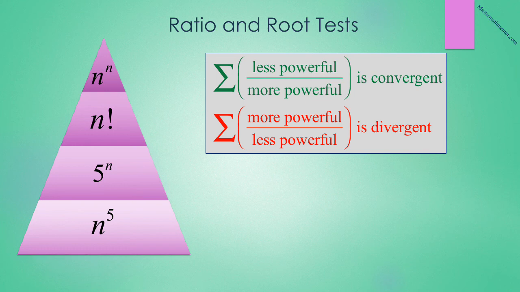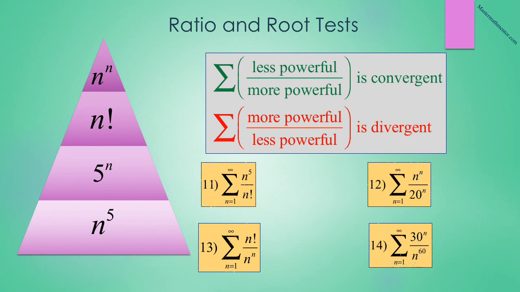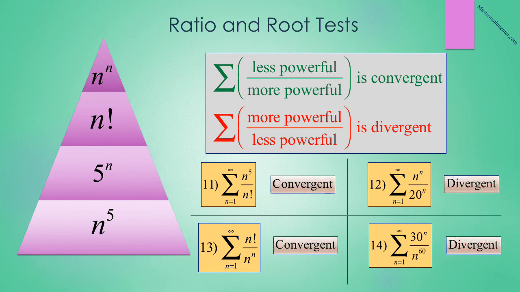Let's see these with 4 problems. We see 4 expressions, and we'd like to determine whether they are convergent or divergent, and no work is required. Let us show that we can determine this very, very quickly. Number 11 reads summation n equals 1 to infinity of n to the 5th over n factorial. N factorial is the most powerful, n to the 5th is not. So this is a less powerful over a more powerful expression, and therefore it is convergent.